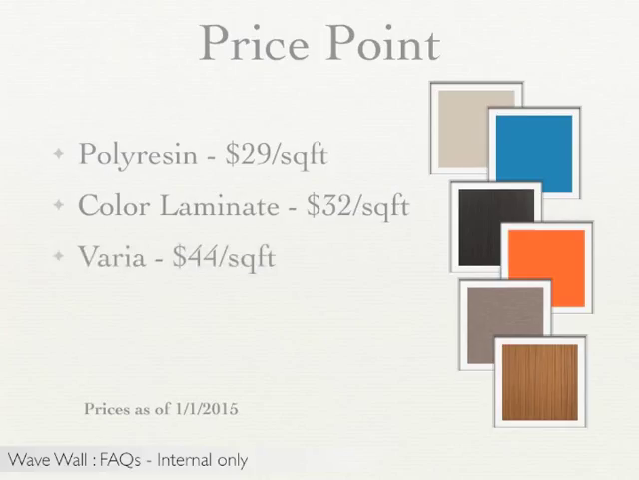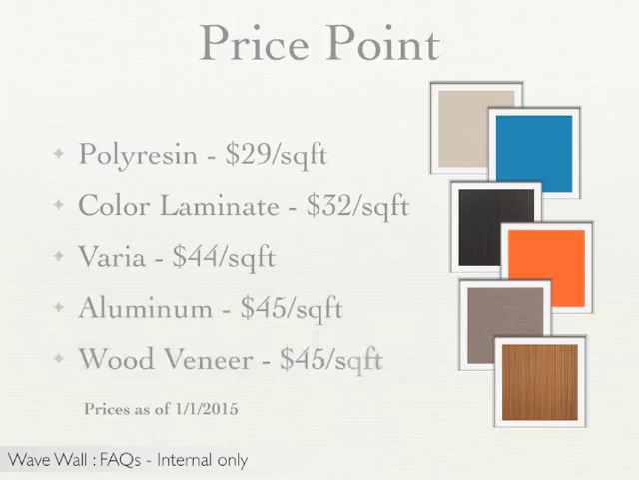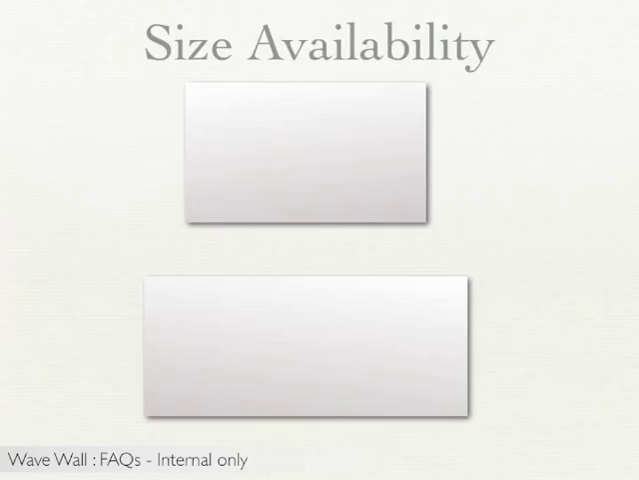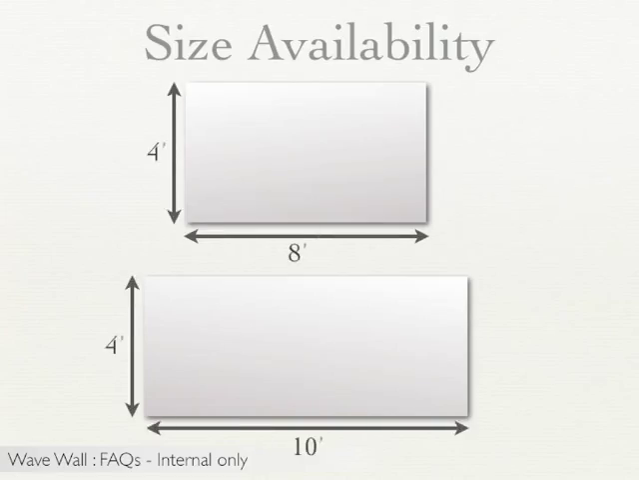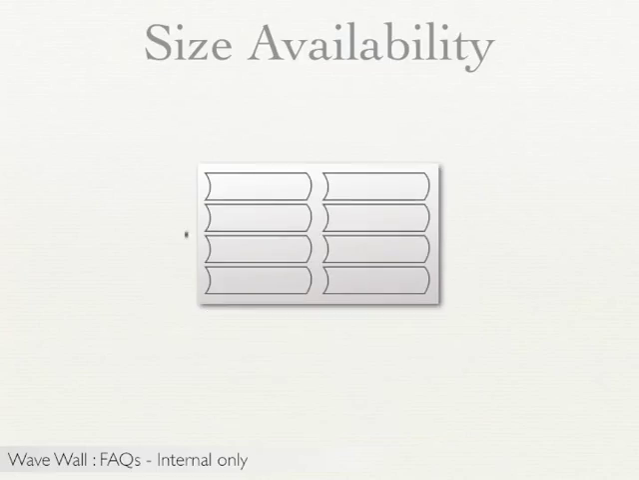Varia starts at $44 per square foot. Aluminum starts at $45 per square foot. And wood veneer also starts at $45 per square foot. For size availability, 4x8 panels and 4x10 panels are available, unfinished. Also, small modular tiles are available in 4x8 units.